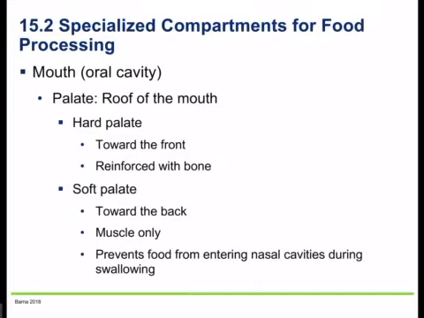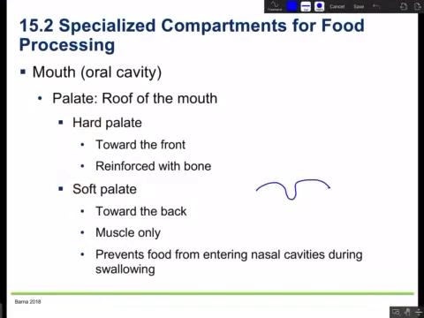The oral cavity, which is your mouth, contains the roof of your mouth, which is known as your palate. The palate is divided into a hard palate and a soft palate. The hard palate is made up of bone, predominantly your maxillary bone and a palatine bone. As you move posterior, you're going to see your soft palate. Your soft palate is predominantly muscle. When you say ah and you open up your mouth, you see this little U-shaped structure right there that is part of the soft palate.